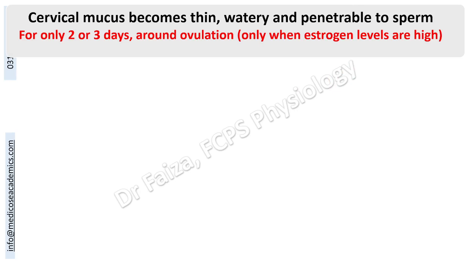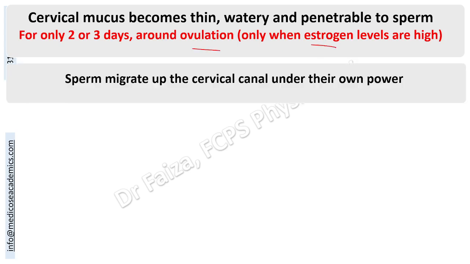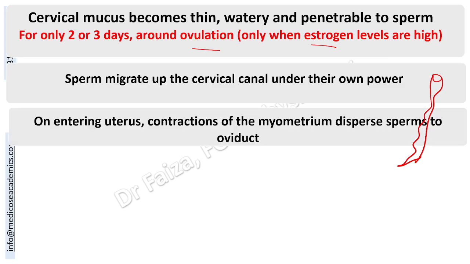On the other hand, the sperm coming from the cervix to the uterine cavity, cervical mucus became thin, watery, and penetrable to sperm for 2 to 3 days around ovulation, again under the influence of the estrogen. This sperm will migrate up the cervical canal under their own power. As you know, the sperms have their flagella, and by beating of this flagella, sorry for the poor drawing, they migrate up in the uterine cavity.